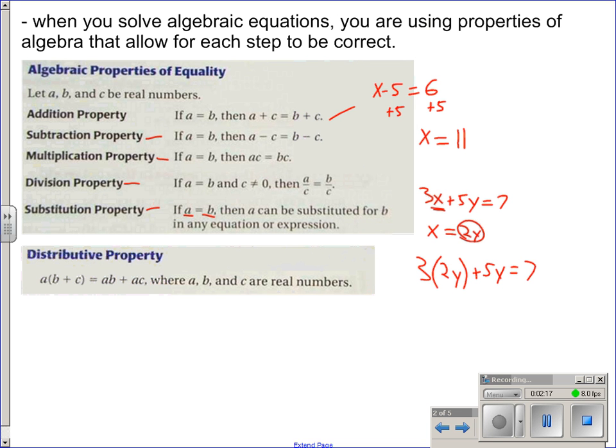The last one on this page, the distributive property, is when you have a number or a quantity multiplied by two or more terms that are being added or subtracted. So when you do that, you get a times the first term, b, plus a times the second term, c. These are all the properties that you will use solving equations. So let's take a look at an equation and use these properties.